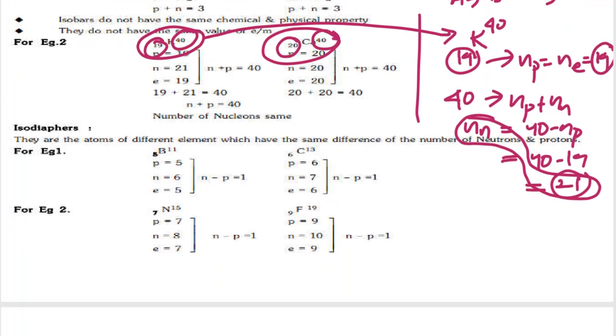Then we have another term called isodiaphers. Okay, and what does this mean?